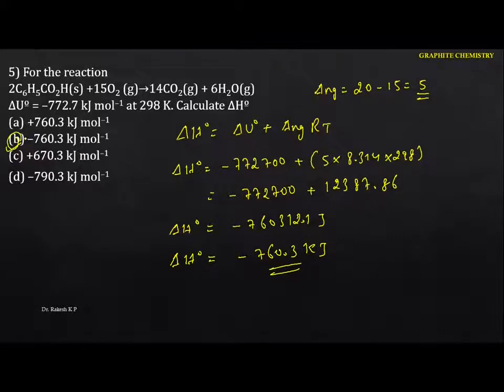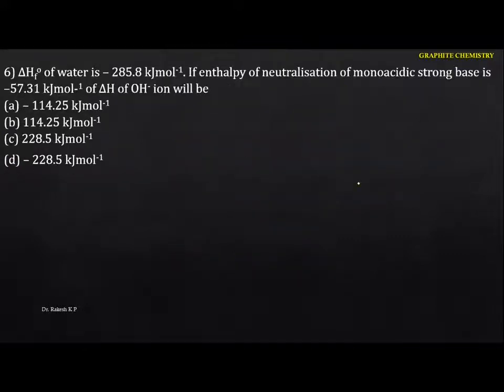So next one, now see the sixth question here. If the enthalpy of formation of water is minus 285.8 kilojoule per mole, and the enthalpy of neutralization of monoacidic strong base is minus 57.31 kilojoule per mole, then the enthalpy of formation of OH minus will be. You just identify the given conditions here. The enthalpy of formation of water, the value given is minus 285.8 kilojoule per mole.